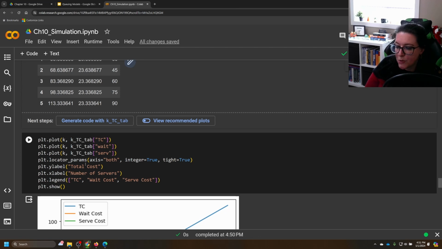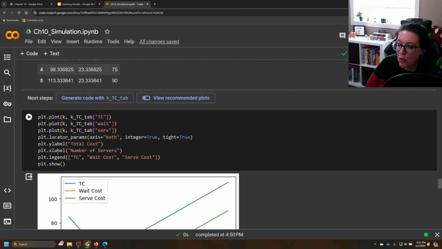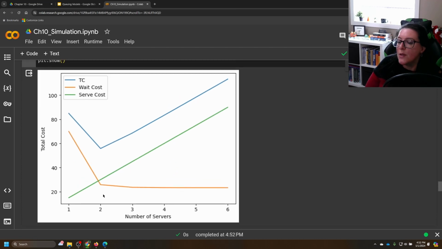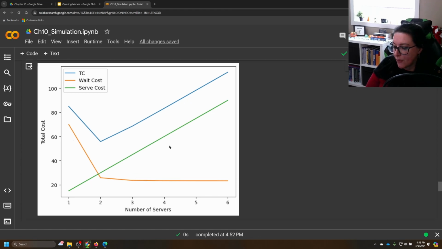So we are going to create a y-axis that's total cost, x-axis number of servers. We can have our legend right here. We have the names, but we haven't moved it outside of the graph. And so we can do this, and we can see our graph here. So what we see here is that the total cost initially falls as we go from 1 to 2 servers because there's less of a wait time. And then what happens is that as we add more and more servers, it goes up with the cost of those servers.